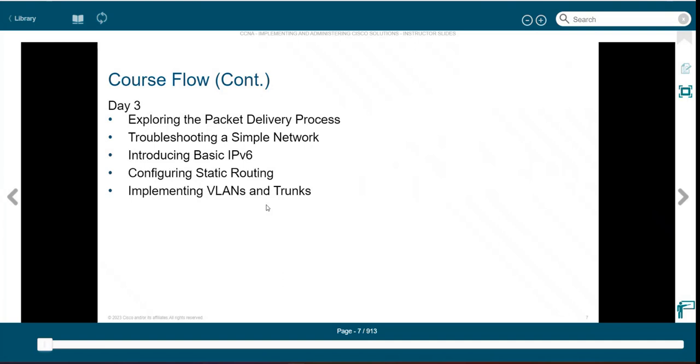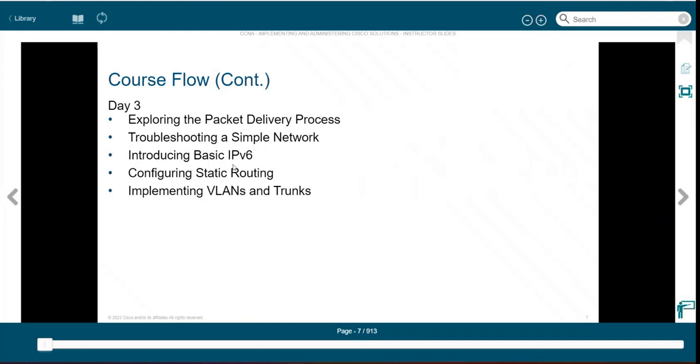Then on day three, we learn about the packet delivery process to understand how the packets move from one hop to another, or from the source to the destination, and what are the different processes involved during this packet flow when it reaches the destination from the source. Then troubleshooting a simple network, different troubleshooting methods we discuss, that is how you can troubleshoot a simple network on different levels or different layers, based on the networking models.